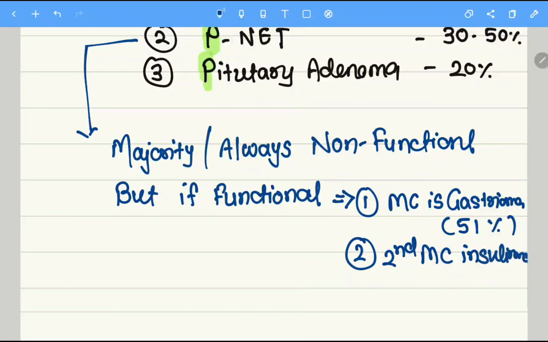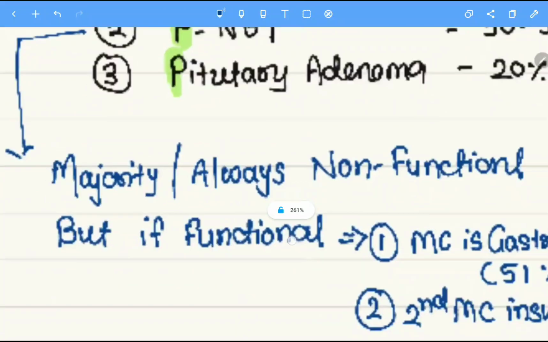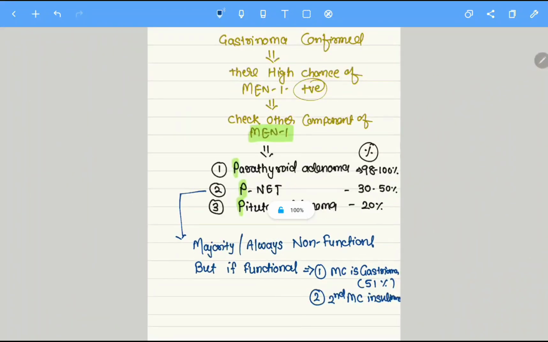Yes. So this is about the MEN1. Which protein is abnormal here? Menin protein. Yes, menin. What is abnormal with this menin?